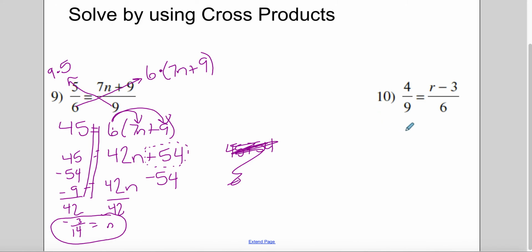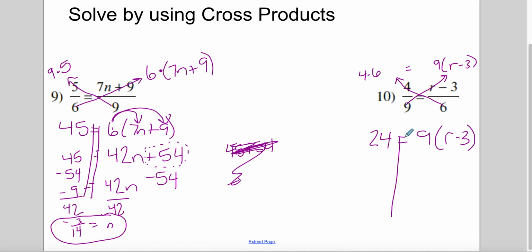Let's look over here at question number 10. Same things are going to happen. First step I'm going to take is this 4 times the 6. And going across this way, this is going to be 9 times the quantity r minus 3. I know that they need to be set equal to each other because that equal sign's in the middle. 4 times 6 is 24. And that's going to equal the 9 times r minus 3.